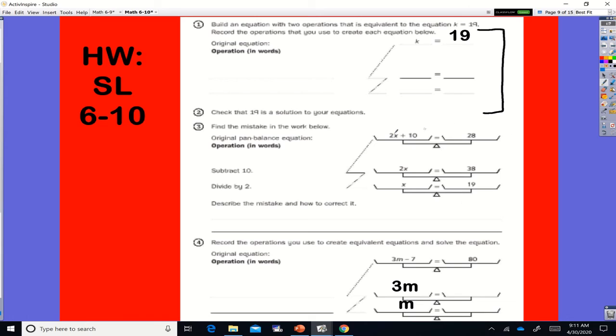Number 3, you're going to find the mistake that they made here. And then number 4, you're going to write in your own words how they got to each. I helped you out by writing the 3m here and the m here to help you figure out what to do. You're going to say what they did and then show it.